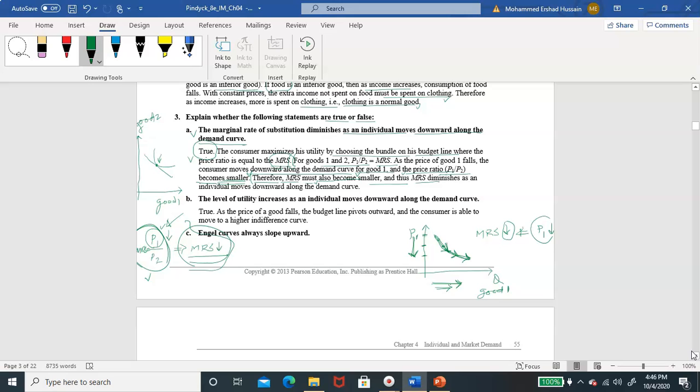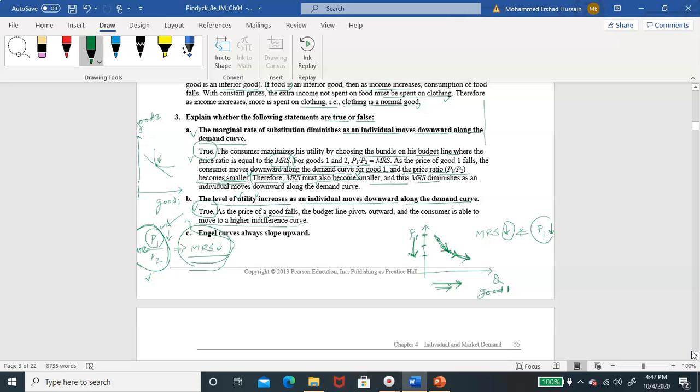Now let us take a look at this one. Problem B: the level of utility increases as an individual moves downward along the demand curve. As the price of a good falls, the budget line pivots outward, and the consumer is able to move to a higher indifference curve. That is why you see that.